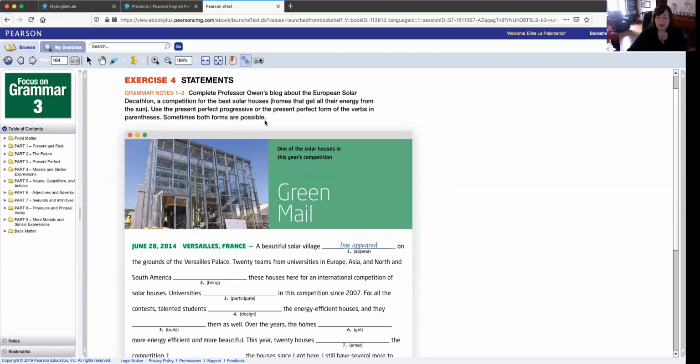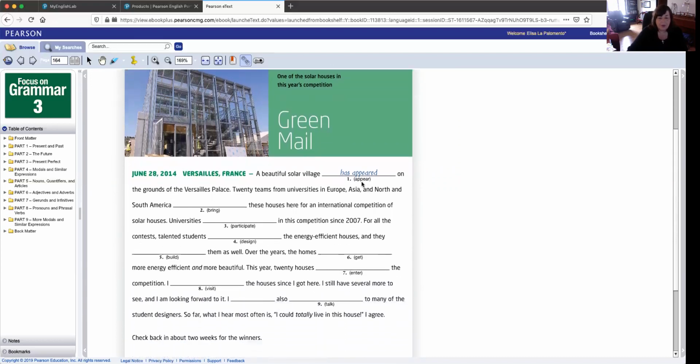Sometimes both forms are possible, but in most cases, remember that if something is unfinished, you're going to use present perfect progressive. And if it is finished, you're going to use present perfect, but sometimes both forms are possible. We talked about that. So again, you have the verb under each blank, and you have to use this verb in either the present perfect progressive form or the present perfect form. This starts with June 28th, 2014 in Versailles, France. A beautiful solar village has appeared on the grounds of the Versailles Palace.